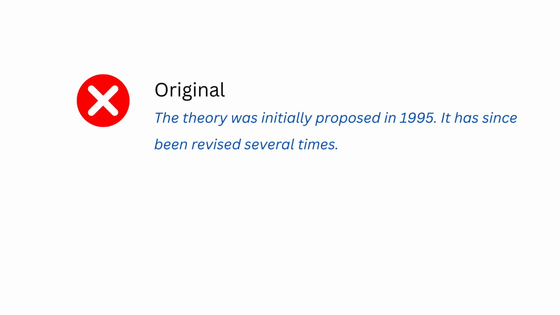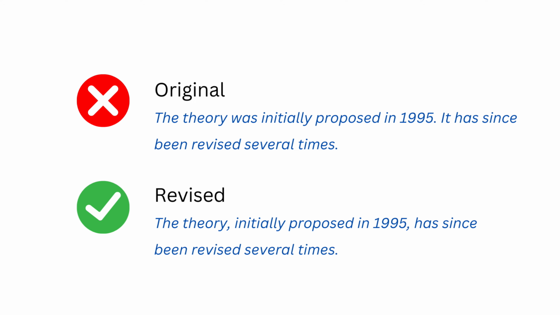Another example. Rather than writing, "The theory was initially proposed in 1995. It has since been revised several times." You could write, "The theory, initially proposed in 1995, has since been revised several times." So combining sentences in this way is another really effective way of making your writing more concise without losing any of the necessary detail or meaning.